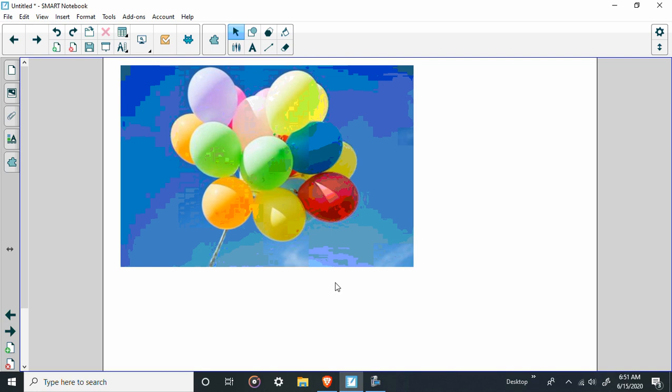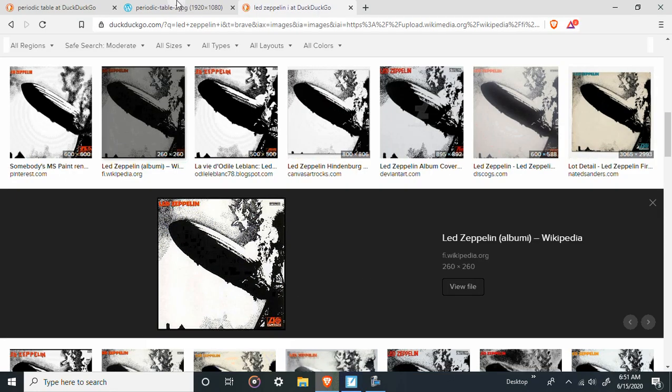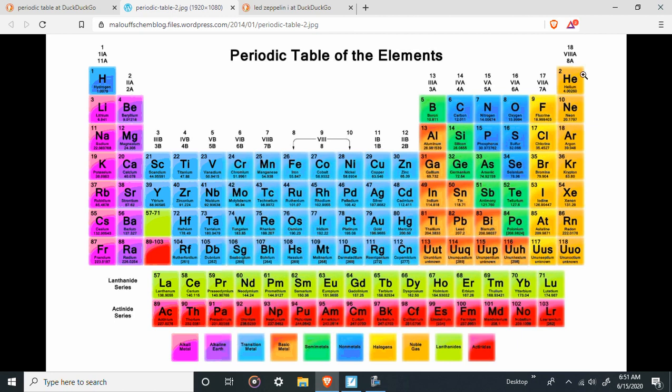Helium is a little bit different, right? You think about helium as what we fill up balloons with, right? So where am I on the periodic table? Helium is right here.